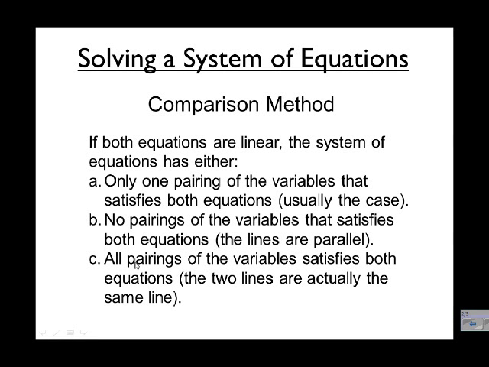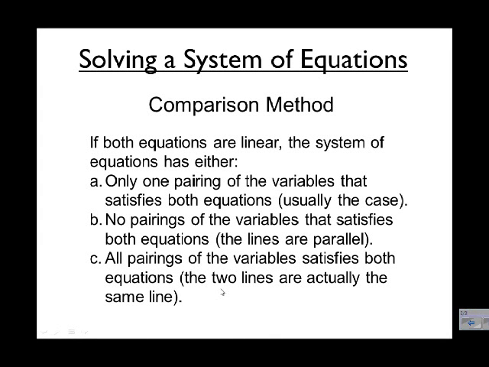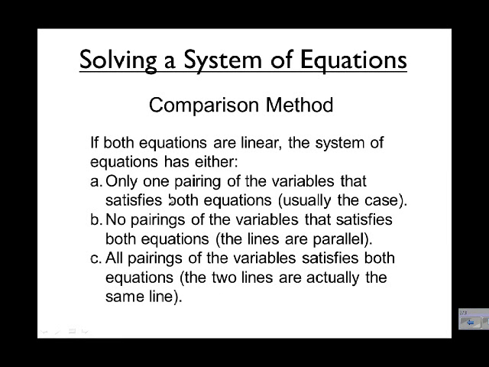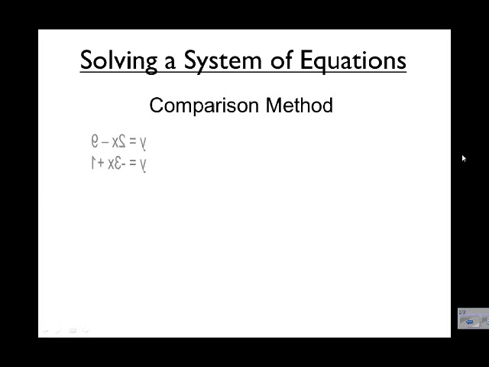And then it's also possible that all pairings of the variables satisfy both equations, so that we'd have an infinite number of solutions. This could mean that the lines are actually the same line, just usually written in a different form, something we call concurrent lines. We're going to focus only on this first possibility. It's the most popular one, and these two situations are kind of unique and really not that difficult to deal with. So let's take a look at an example.